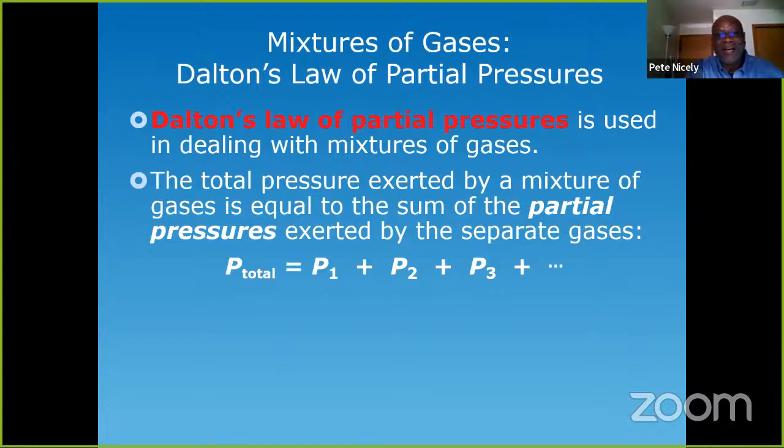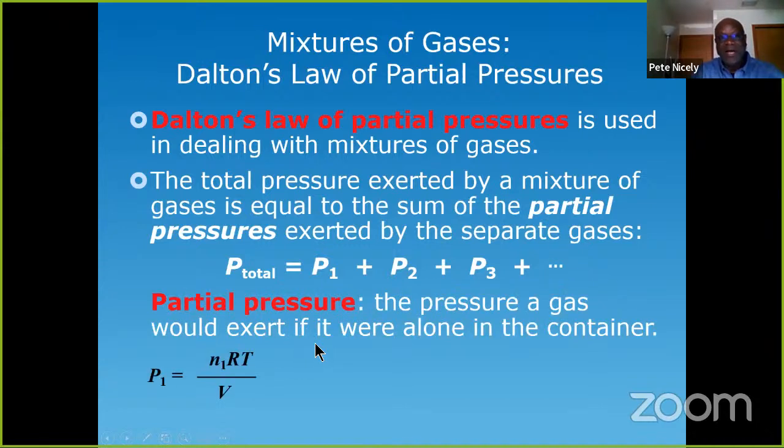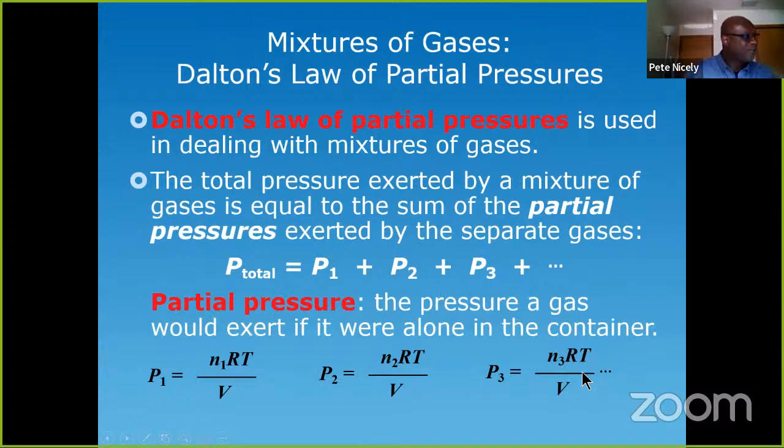So basically, if you have gases 1, 2, 3, etc., then the total pressure of that gaseous mixture will be equal to the pressure of gas 1 plus the pressure of gas 2 plus the pressure of gas 3, and so on and so forth, right? Now, the term partial pressure basically is the pressure that a gas would exert if it were alone in the container, right? And we can actually calculate that partial pressure using the ideal gas equation to calculate the partial pressure of each individual gas. So this would be the expression for gas 1, this would be the expression for gas 2, and so on and so forth.